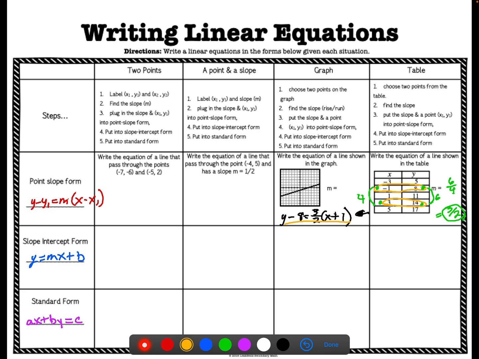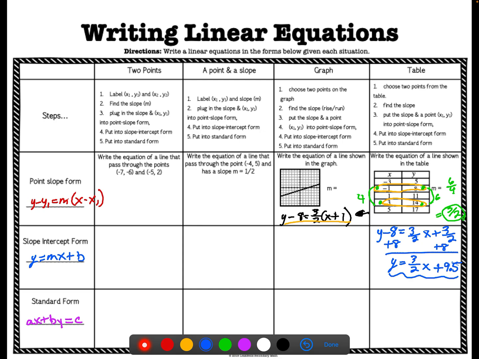Now, if we want to change this and go to slope-intercept form, then we need to distribute the 3 halves inside of the parentheses. So it becomes y minus 8 equals 3 over 2 x plus 3 over 2. 3 over 2 is just 1.5. Let's keep that in mind. So to solve for y, we add 8 on each side, and we have y equals 3 over 2 x plus 9.5. This is slope-intercept form.